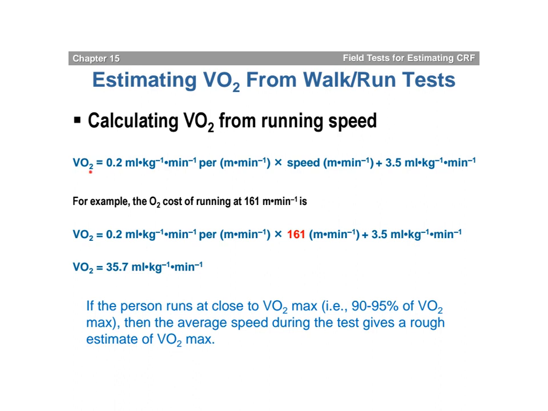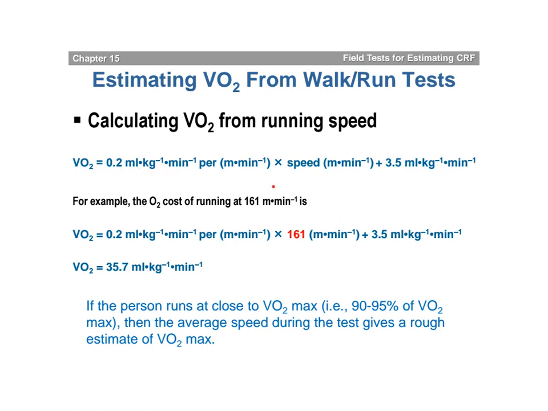In fact, we do. So VO2 here equals 0.2 multiplied by milliliters of O2 per kilogram per minute, and we're going to divide this by meters per minute. There's a division sign here. We're going to multiply this by speed, which is in units of meters per minute. Notice that the meters per minute here is in the numerator, and this meter per minute here is in the denominator. So those cancel out, and we have the correct units of milliliters of oxygen per kilogram per minute.